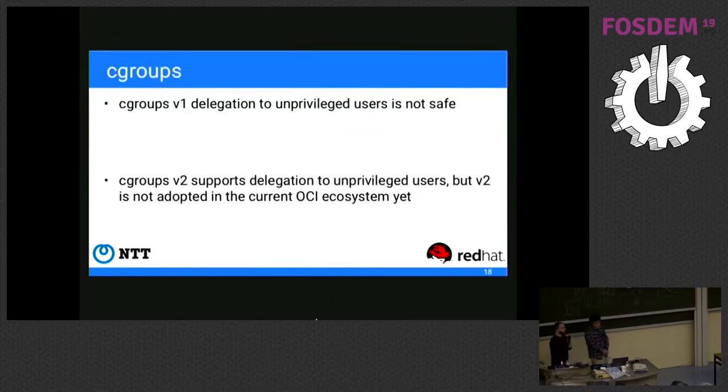Cgroups is still the biggest problem we are having. Cgroup v1 is not considered safe for being used by unprivileged users. The delegation model there is not considered safe. Cgroups version 2 will solve these issues, and it can be used by unprivileged users as well. But still, its adoption is blocked in the current OCI tools. It's lacking some features that are still used by the runtimes.